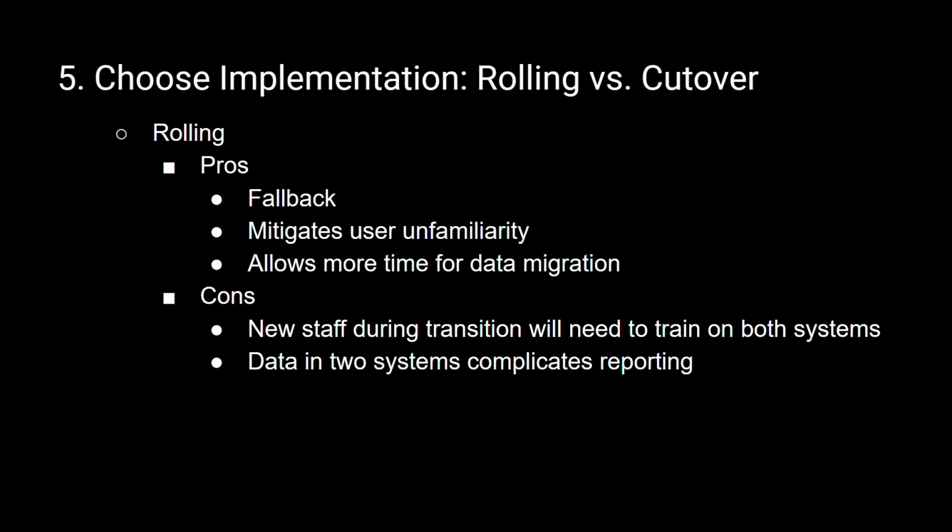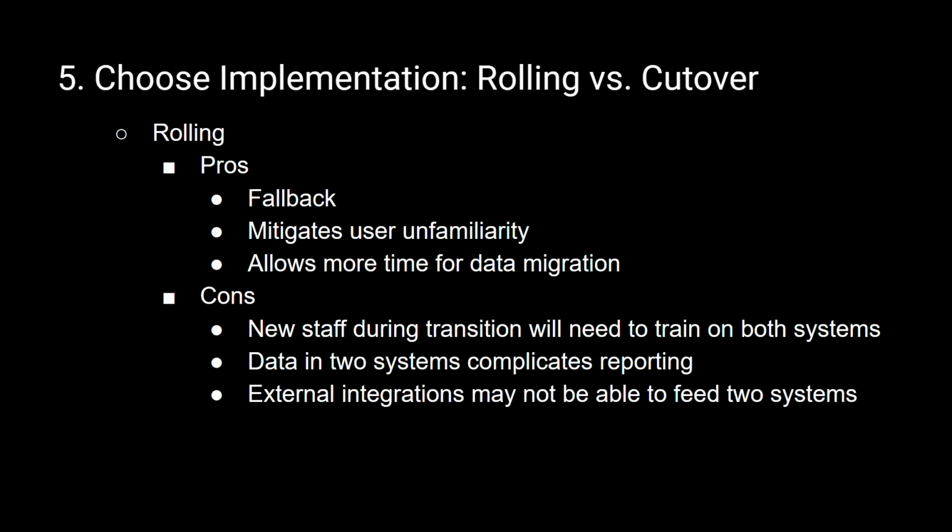Another thing to keep in mind, another downside of a rolling implementation is that any external integrations, external interfaces with third-party outside systems may not be able to feed two systems at once. They may be able to only point to one or another system. So you're going to have to figure that out and how you would handle that on your side.